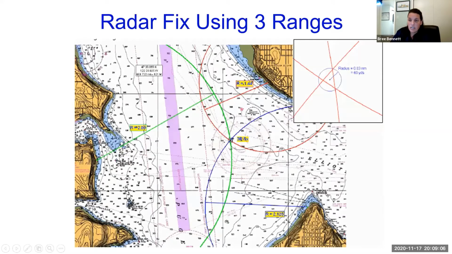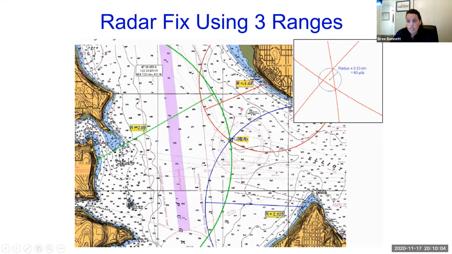So what does a range fix look like? If we have three ranges, in this case we have a range from this point, a range from this point, and a range from this point. And when we plot a range, if this point is 2.15 nautical miles away from me, I plot that on the chart by plotting an arc of 2.15 miles, saying I'm somewhere along that line. Infinite possibilities, right? If I'm 1.4 miles from this point, I draw a 1.4 mile arc, and so on. So where those three arcs or lines of position meet, it's still a line of position, would be our fix.